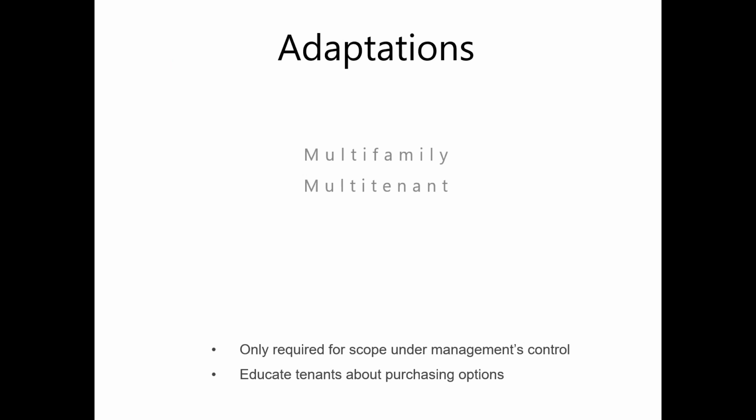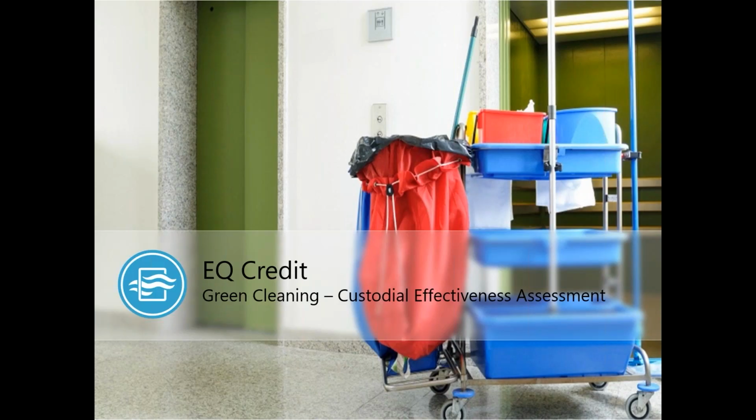The last thing for today is adaptations for multifamily and multi-tenant, and you're only required to create this policy for what is under management's control. So if you have a 30-floor office building, but tenants on floor 20 and 25 are taking care of cleaning themselves, then you can cut those out of your cleaning plan.